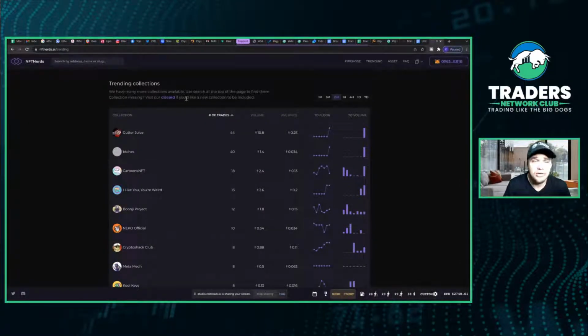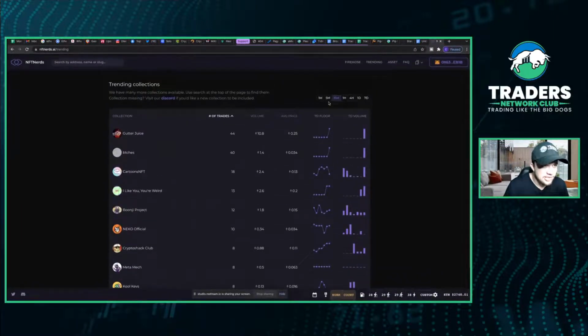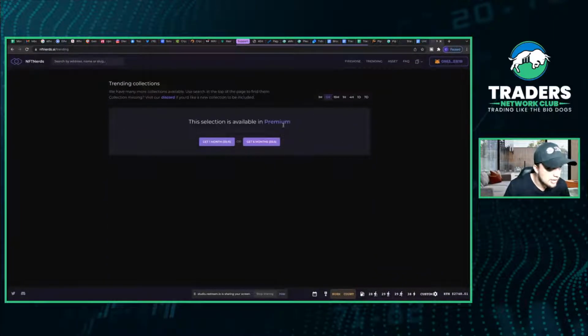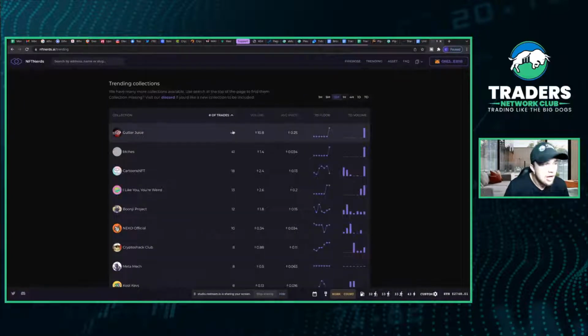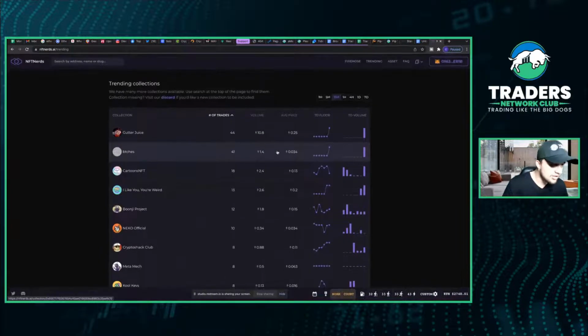It's called NFT Nerds. You need a premium to see the different tools in this, and you can see the 1 minute and 5 minute you have to pay for, but the 50 minute and up is free. So they do give you some free stuff on this website. Now we went to trending collections. That's the first thing we want to do: find what's trending and what's pumping right now.